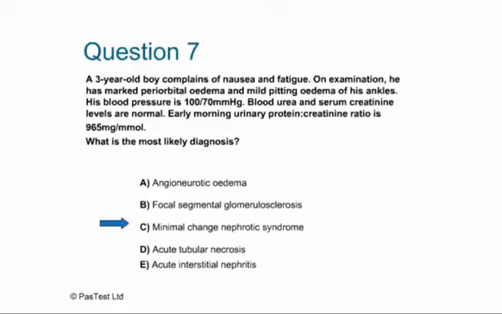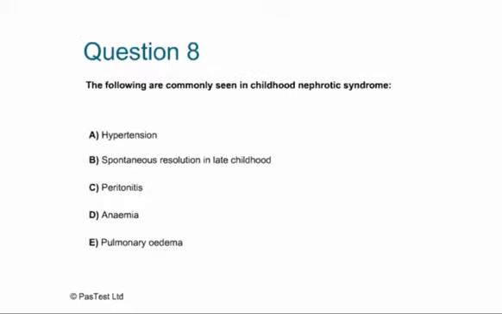One last question. Question 8. The following are commonly seen in childhood nephrotic syndrome. A, hypertension. B, spontaneous resolution in late childhood. C, peritonitis. D, anemia. And E, pulmonary edema. True, false question. Let's have a look at the answers.